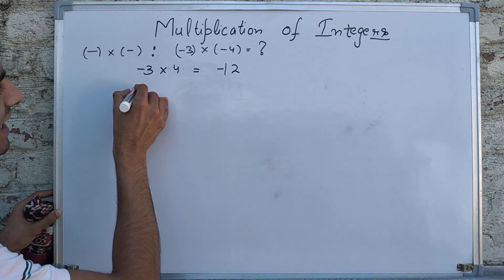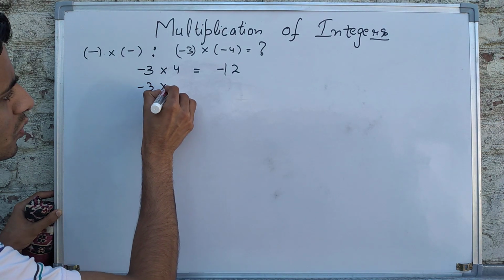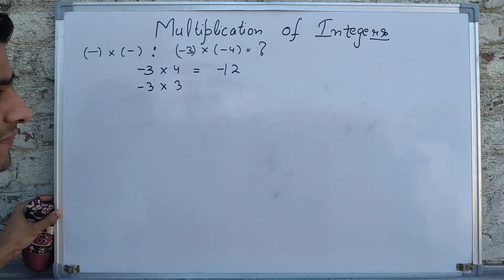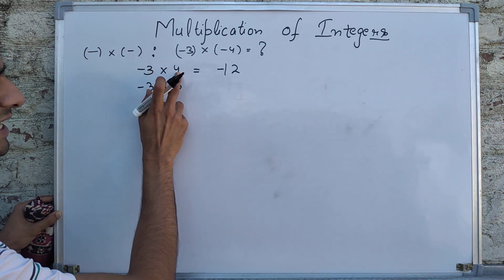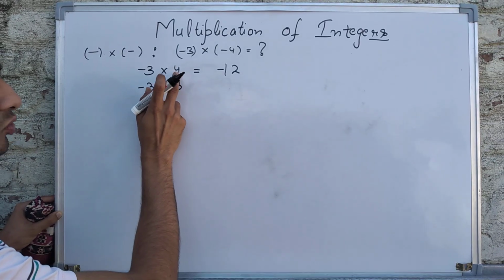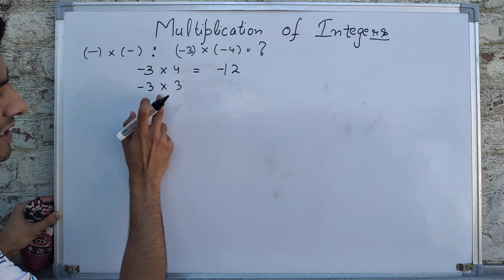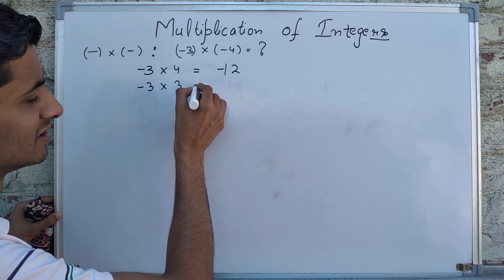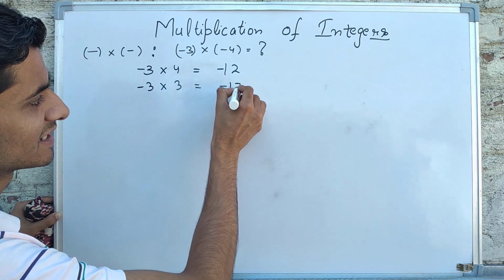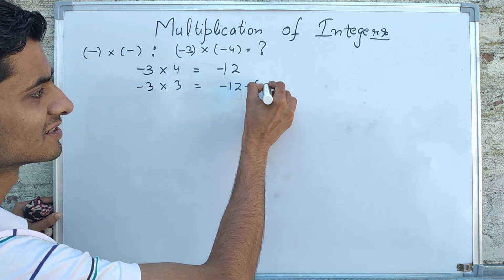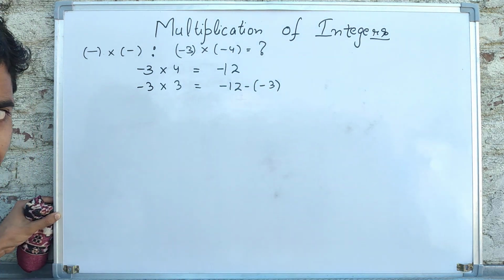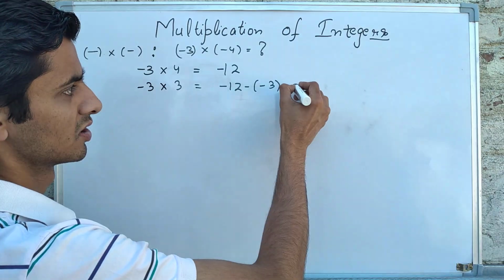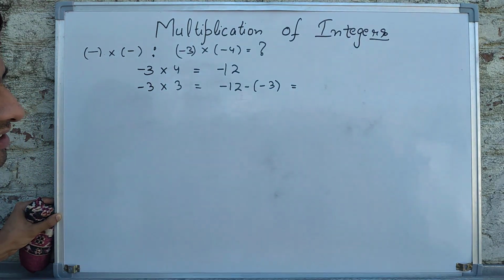Now suppose I reduce this value by 1. So negative 3 times 4, or you can say 4 negative 3's, and now 3 negative 3's. So 1 negative 3 is getting subtracted. So I can write it as negative 12 minus negative 3. Try to remember that example.